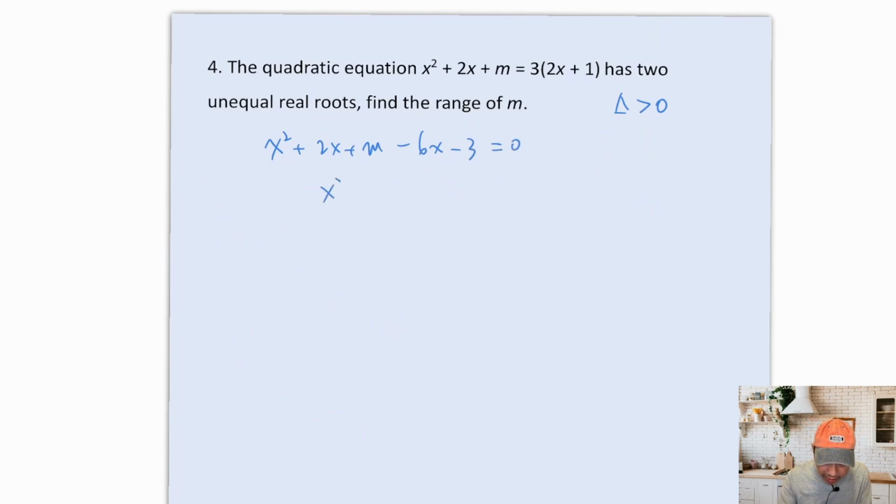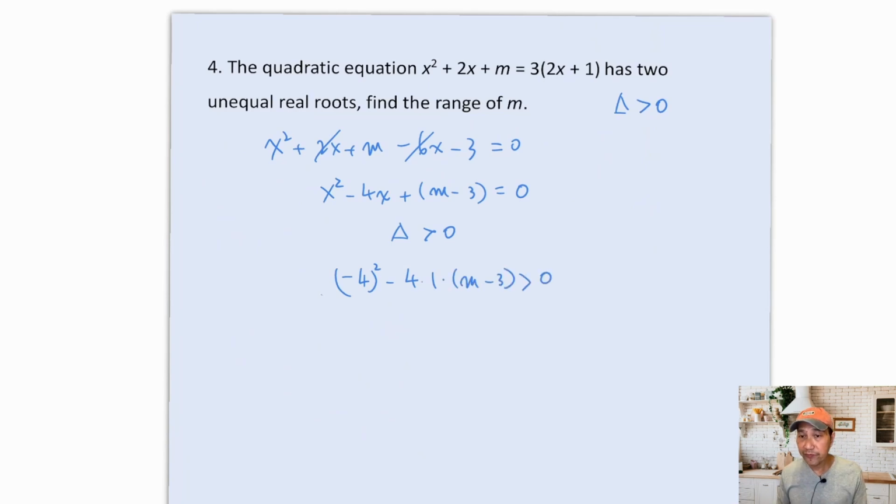So x squared minus 4x, and the constant remains, which should be m minus p. I use a bracket to contain the constant. So a is 1, b is negative 4, and c is m minus p. By the question, we know that the discriminant is bigger than 0. Negative 4 squared minus 4 times 1 times m minus p is bigger than 0. We try to simplify the inequality and get the range of m.